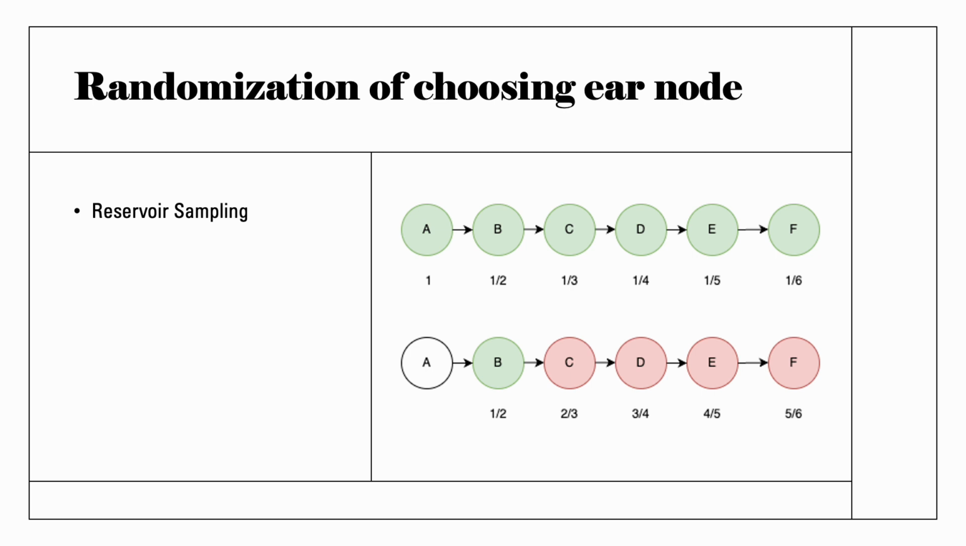Because we exit the loop only when we reach the head of the linked list, we can see that the probability of choosing a node is a product of the probability of choosing the node and the probability of not choosing every node that follows it. Thus, the probability of every node is equal to 1 by the total number of nodes in that linked list. In this example, the probability of choosing node 2 is 1 by 2 into 2 by 3, 3 by 4 into 4 by 5 into 5 by 6, which results in 1 by 6, which is 1 by length of the linked list.